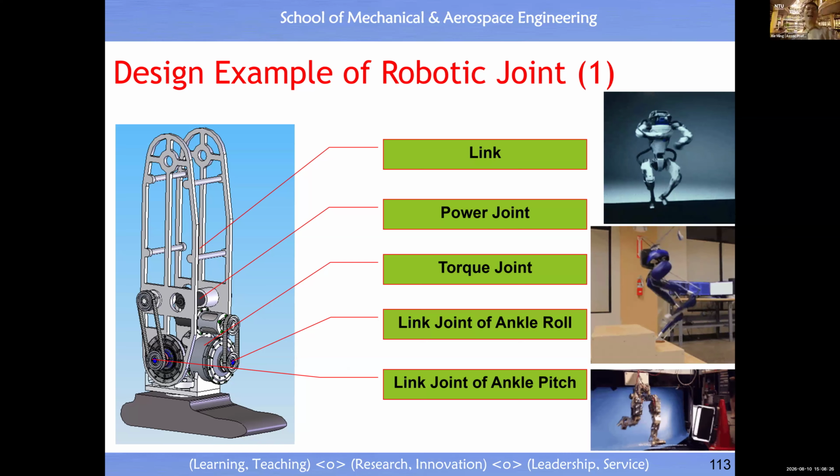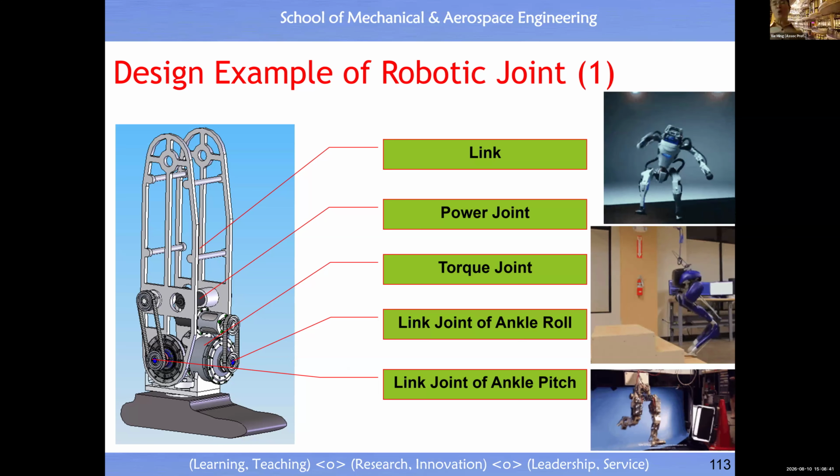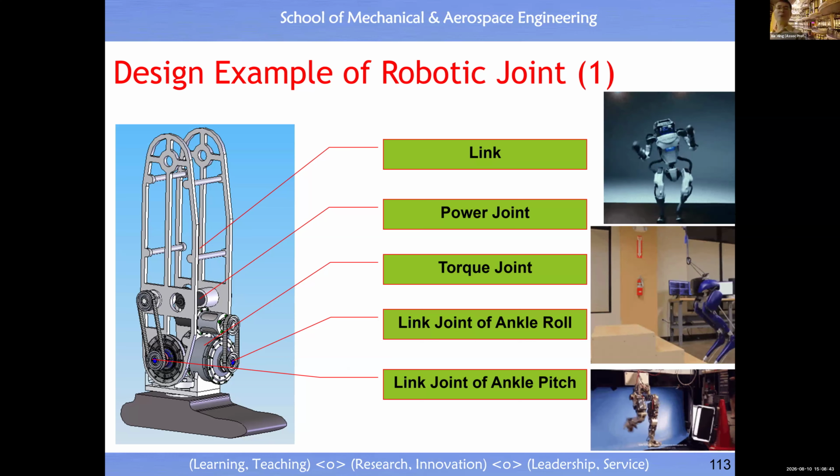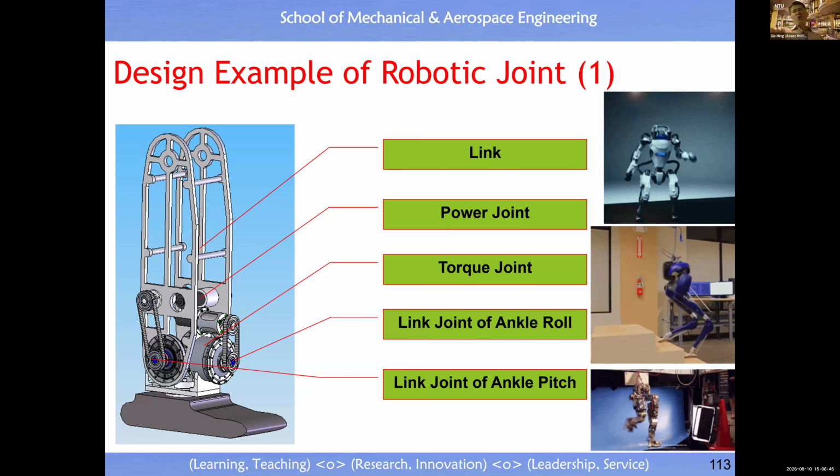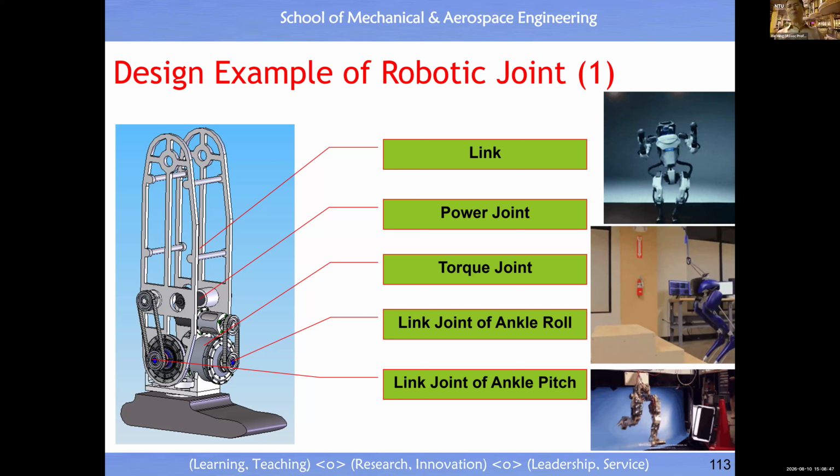The leg basically follows design scheme number 3. And the motor is slightly relocated outside the link joint. Then you have a torque joint, power joint, and link joint all together. So this is an example, and on YouTube you can find plenty of examples.